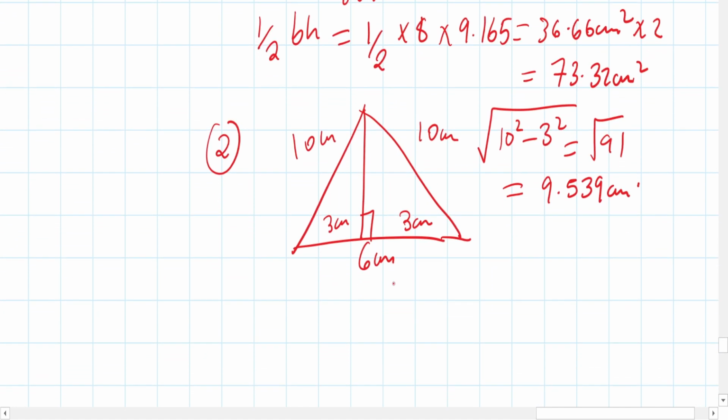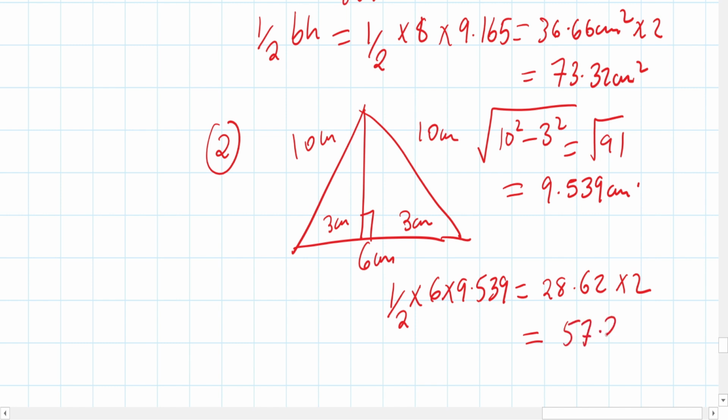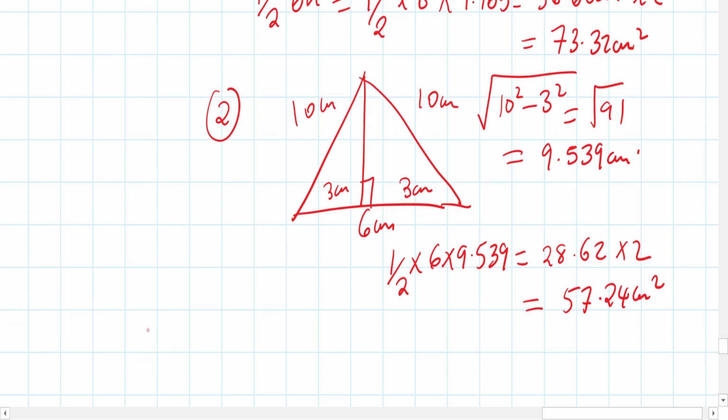Now let's search for the area. A half times base times height, base being 6 times 9.539. So a half times 6 times the answer, and it's going to give us 28.62. But remember, we have two similar triangles, so therefore multiply by 2, and it's going to give us 57.24 centimeters square.